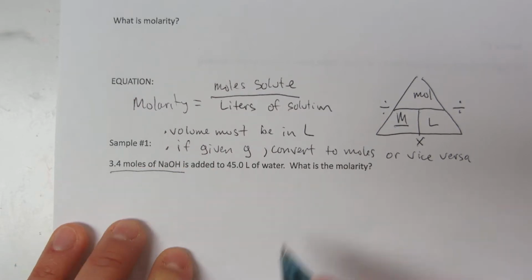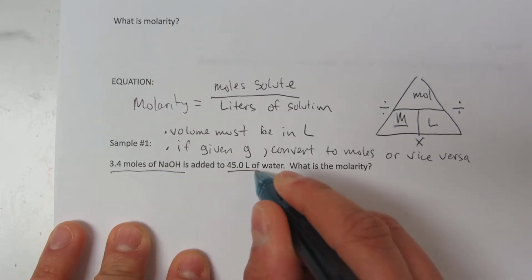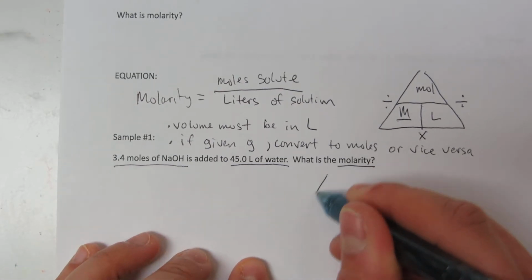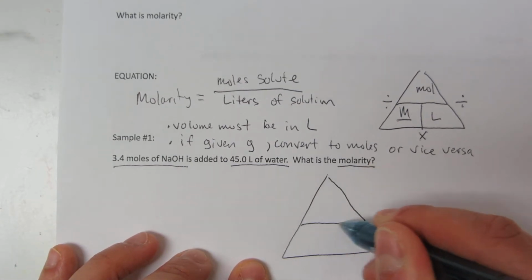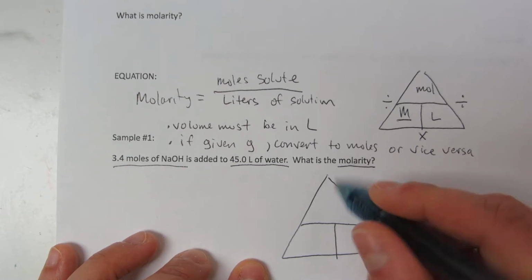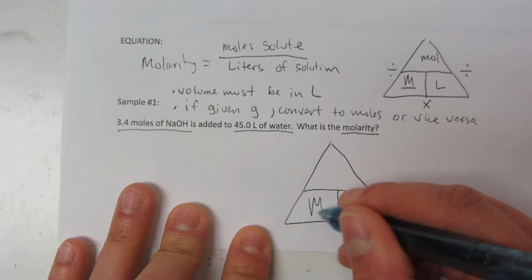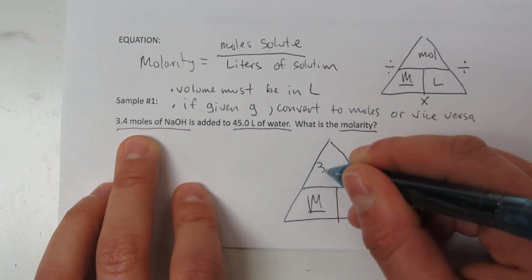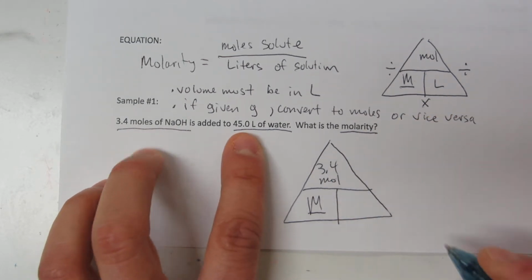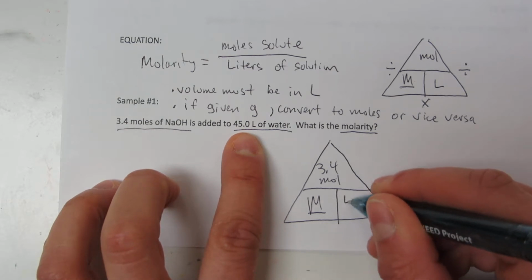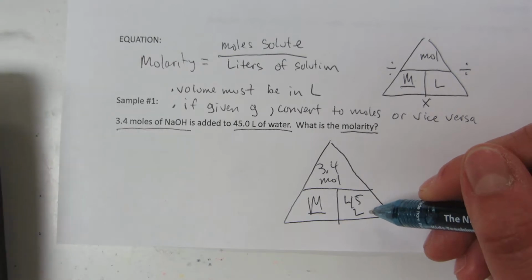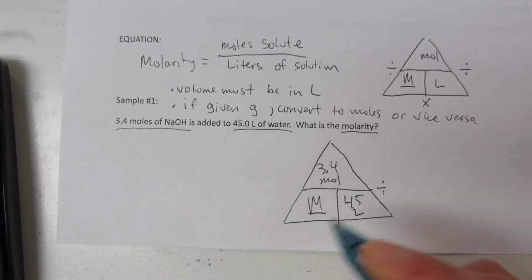3.4 moles of sodium hydroxide is dissolved and added into 45 liters of water. So what's the strength? What's the molarity? So we're going to use the triangle equation and plug in our variables. We're looking for molarity, so we know we're going to leave that as our variable. They gave us moles, 3.4 mole, and liters of water. So that goes on the bottom here, 45 liters. Okay, so I see 3.4 over 45, which means I'm going to divide.